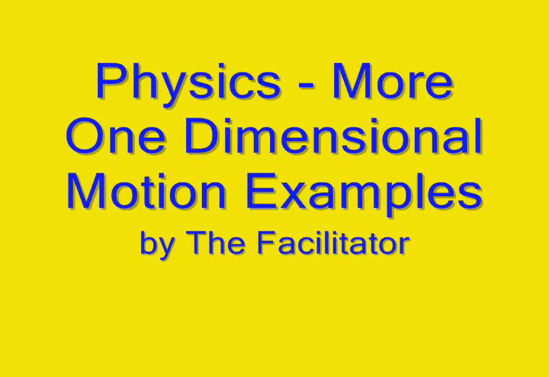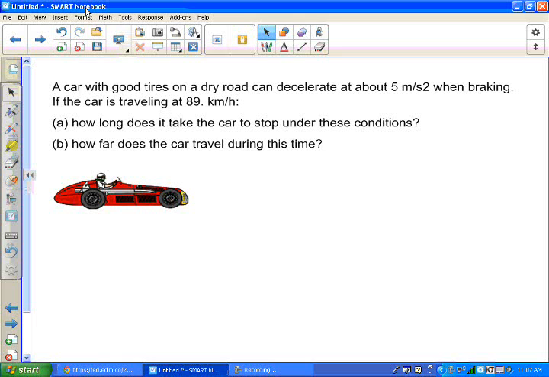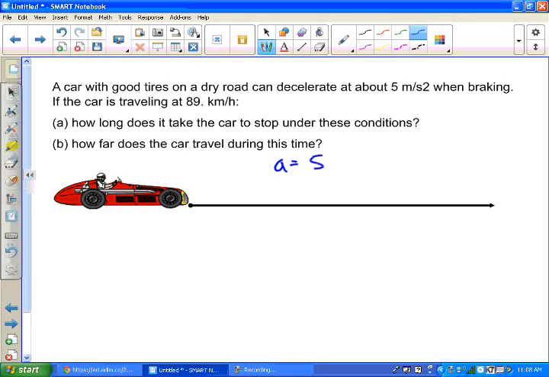More one-dimensional motion examples. We have a car with good tires on a dry road that can decelerate at about 5 meters per second squared when braking. If the car is traveling at 89 kilometers per hour, how long does it take for the car to stop under these conditions, part A? Then part B says, how far does the car travel during this time?